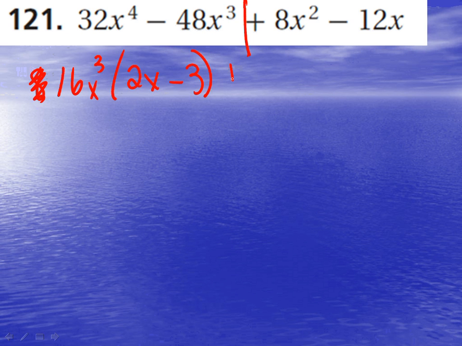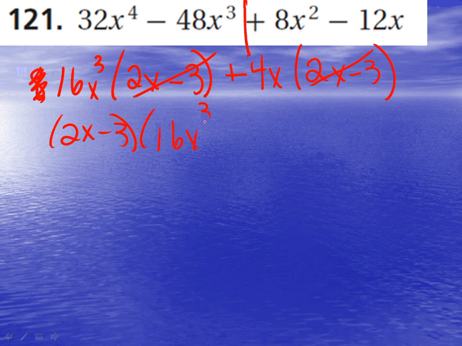Now I need to look at the second term. These both have a 4 in common and an x. That leaves me with 2x minus 3. Isn't that wonderful? Okay, now I'm going to take out the 2x minus 3, and I have left over 16x to the third plus 4x.